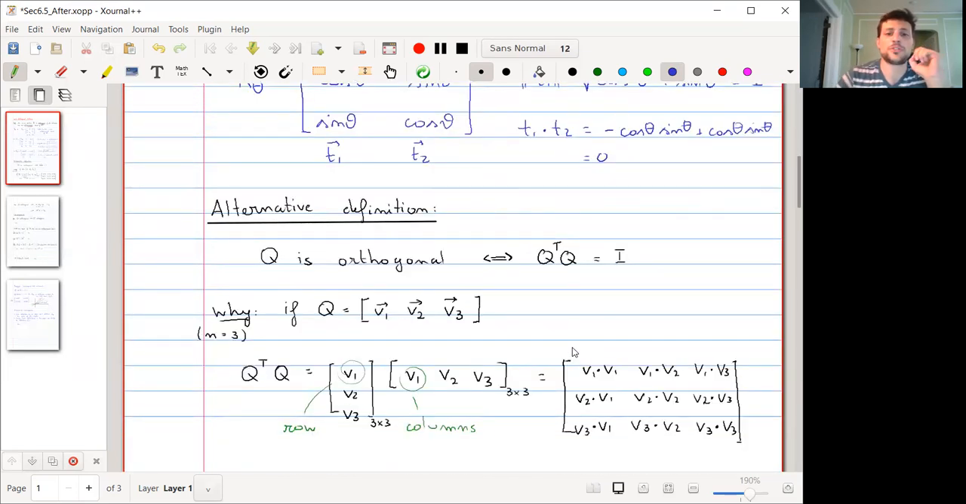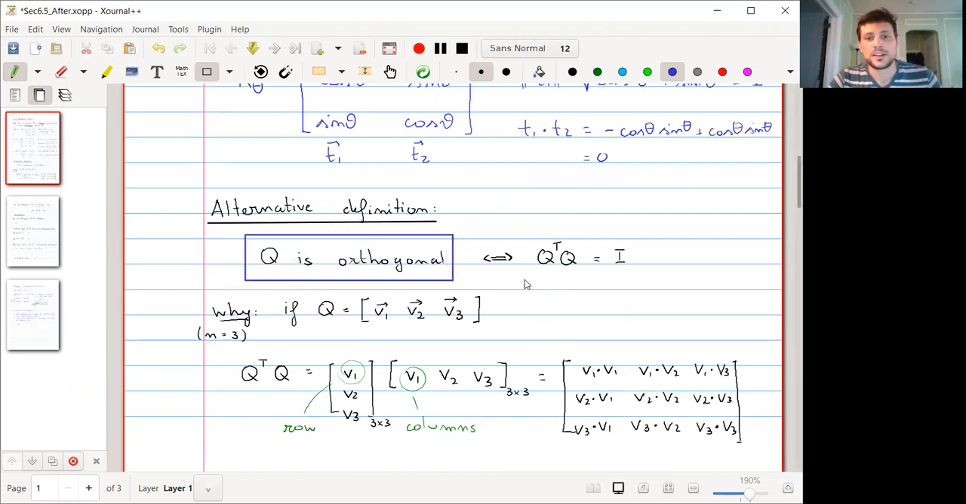The power of the notion of orthogonal matrices is in this alternative definition here. You can define a matrix to be orthogonal by requiring that Q transpose times Q is equal to the identity. And that's exactly equivalent to saying that its columns are an orthonormal basis. So let's try to convince ourselves why it's equivalent to say that a matrix is orthogonal, so its columns are orthonormal, and Q transpose times Q is equal to the identity.